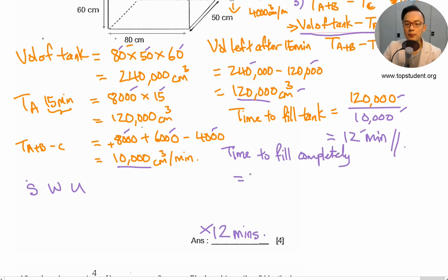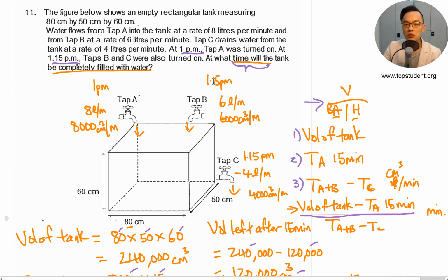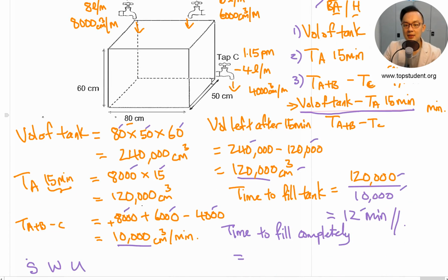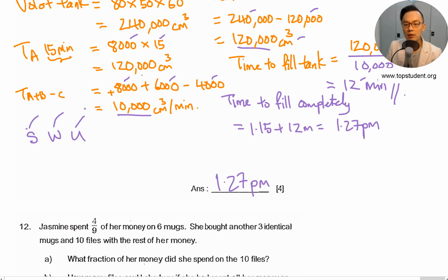is equals to, so 1:15, the both tap was turned on, so it's actually 1:15 plus another 12 minutes. So it's 1:15 plus 12 minutes equals to 1:27 p.m. Alright, so be careful because this will lose me 1 mark, and I know the answer already, so it's really a careless mistake. So it's 1:27 p.m. Okay, so that's how checking will help you. So I know my substitution is correct, my working is correct, my units is also correct. So I just put a tick over here.